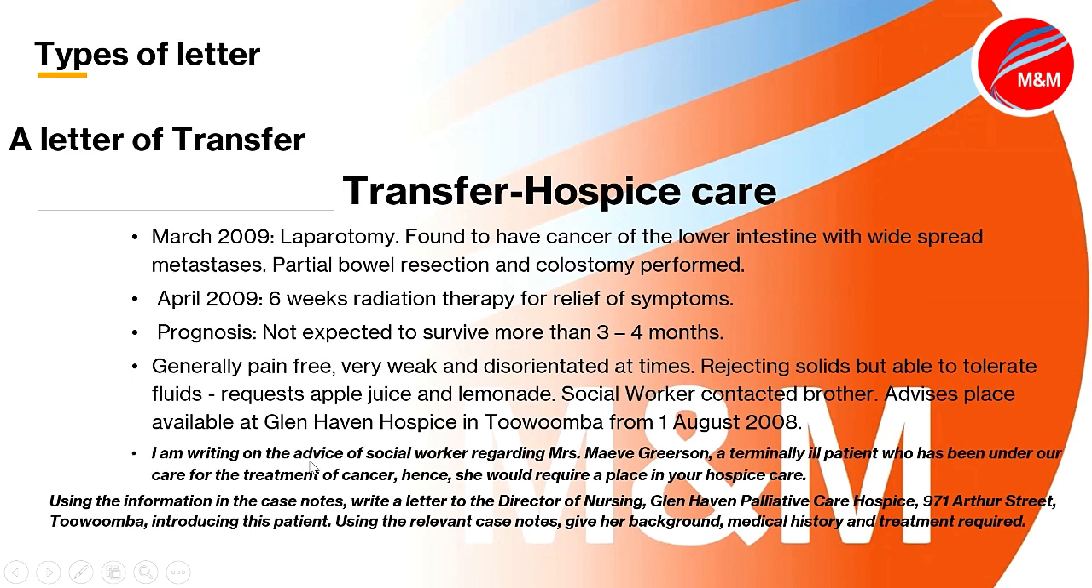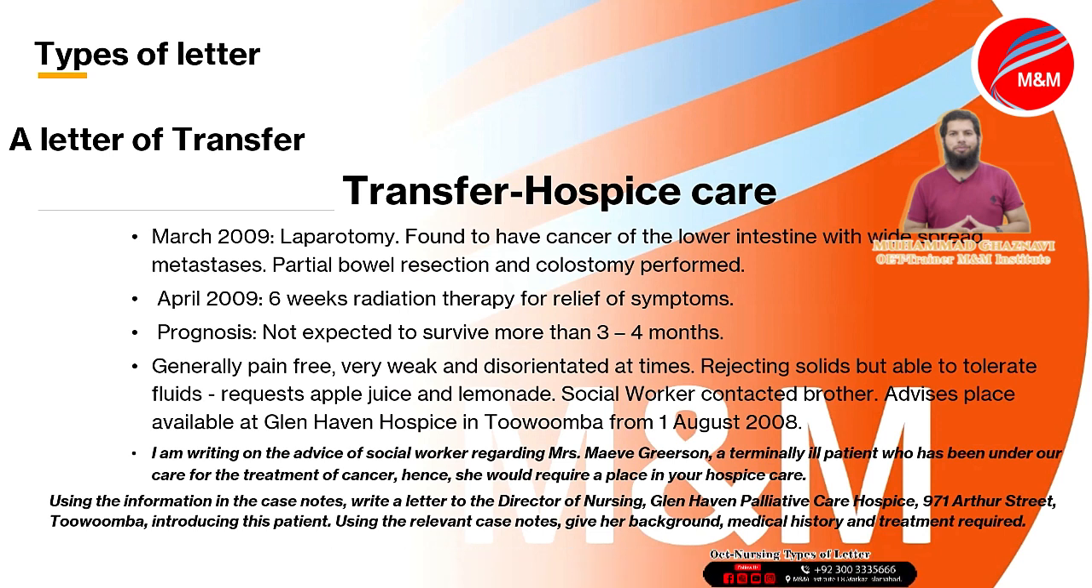I'm writing on the advice of social worker regarding Mrs. XYZ, a terminally ill patient who has been under our care for the treatment of cancer. Hence, she would require a place in your hospice care. So, accordingly, we are writing this letter to the director of nursing, and we are requesting the director of nursing to provide a place.